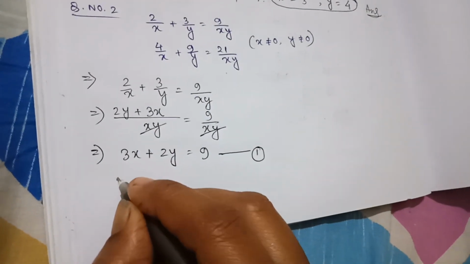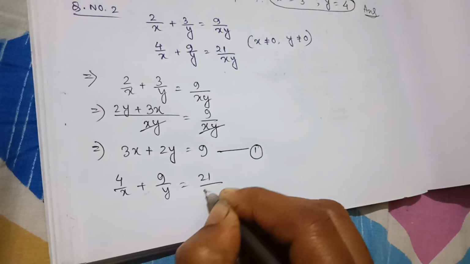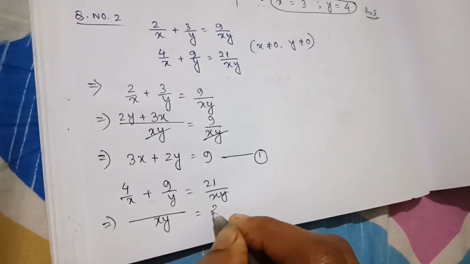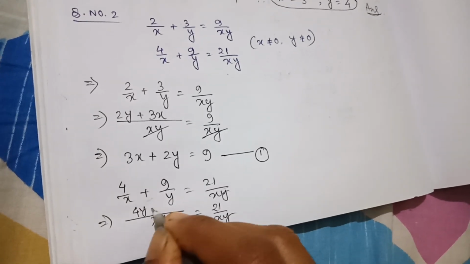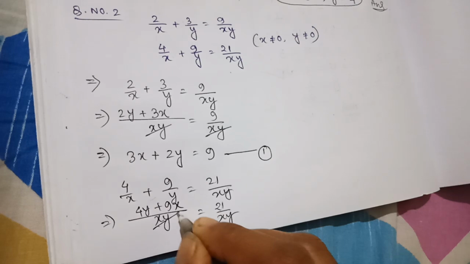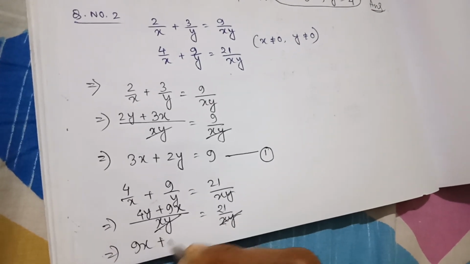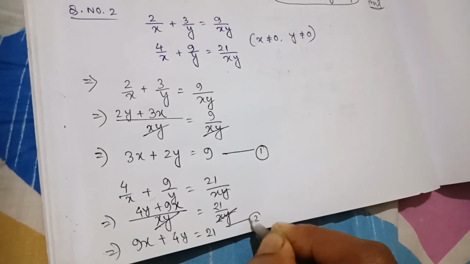Coming to the second equation, in the same way, again we will do the LCM. We get 21 by xy on this side, and this will be 4y plus 9x. The xy will be cancelled out. So we are getting 9x plus 4y equals 21. That is number 2.